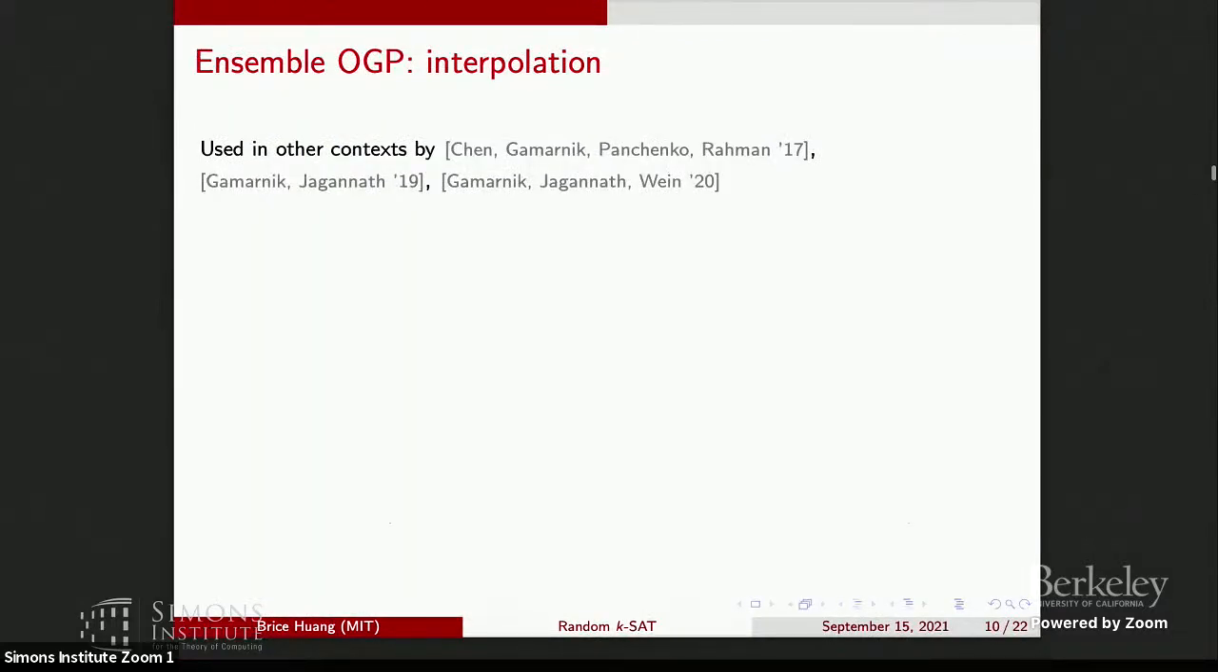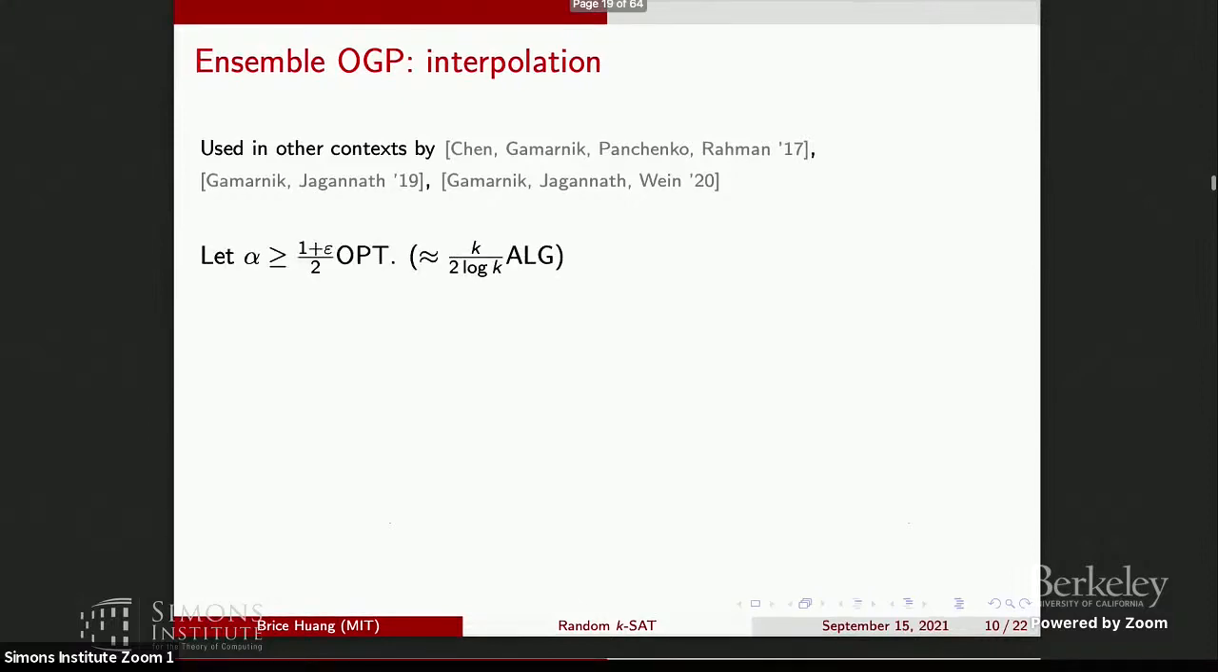Next, I'm going to outline the proof of our result. To introduce the ideas, we'll start with the Ensemble OGP, which is a simplification of our technique. This method originated in this line of papers. In the context of random k-sat, the Ensemble OGP will show that low-degree polynomials fail above this intermediate clause density, which is smaller than opt, but still far larger than alg.